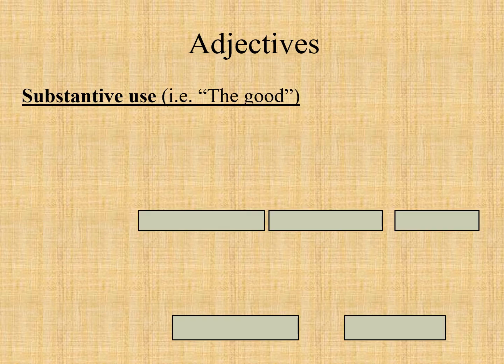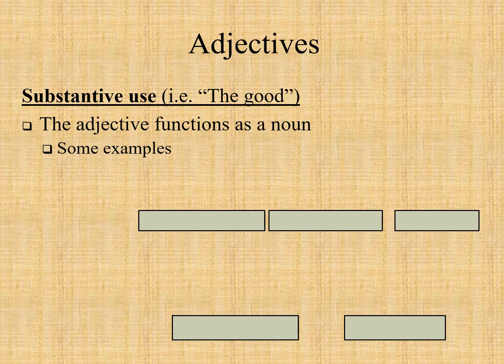If you feel slightly confused at this point, you can stop the video and go back to your workbook, do some exercises, or go over the video again. But let me take the substantive usage and then I will review the differences between the three uses of the adjective. So remember, the substantive usage is when the adjective is used as if it was a noun. So the adjective functions as a noun, and here's some example.